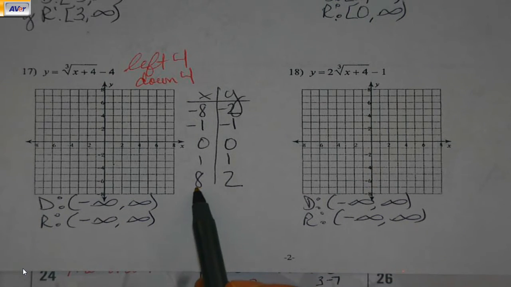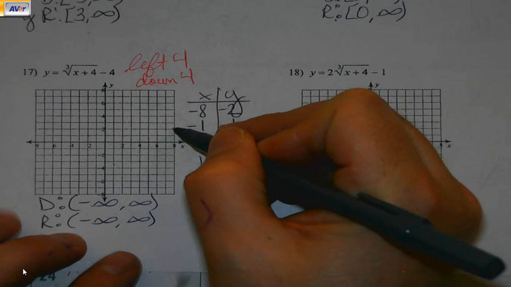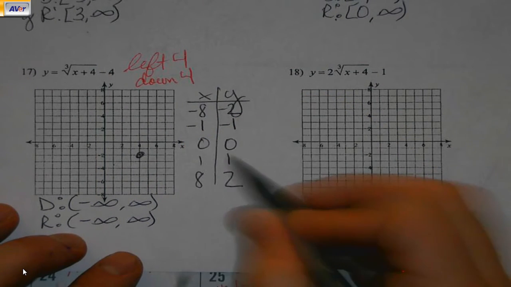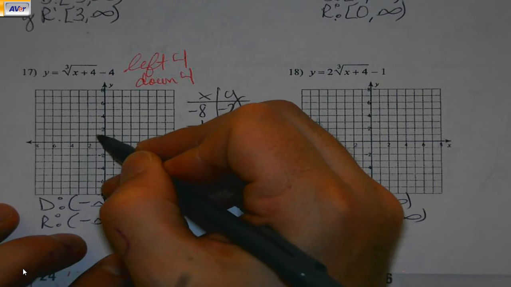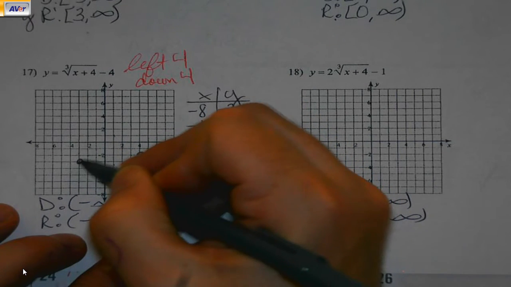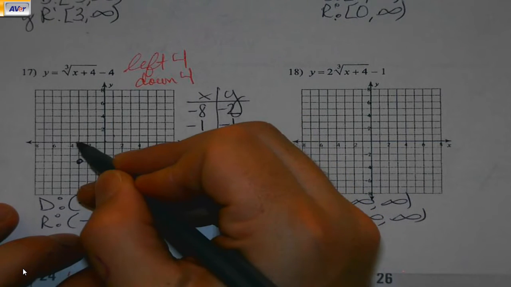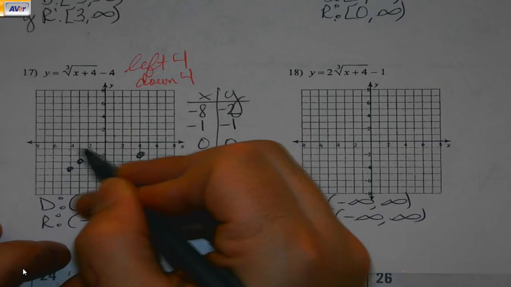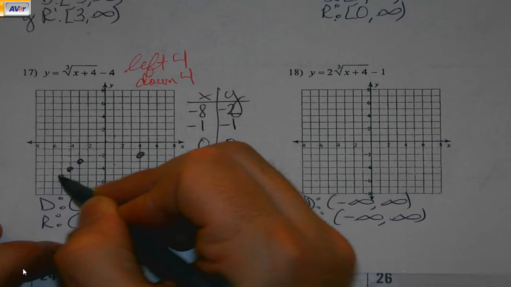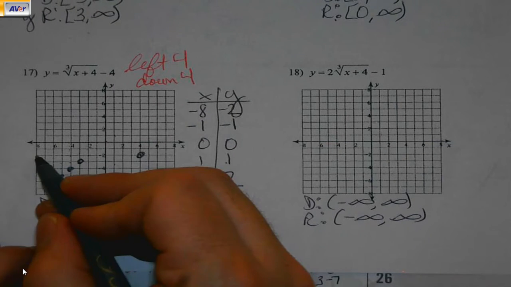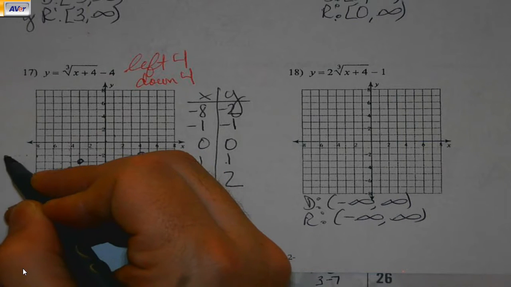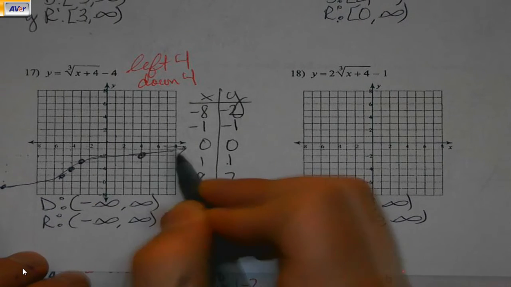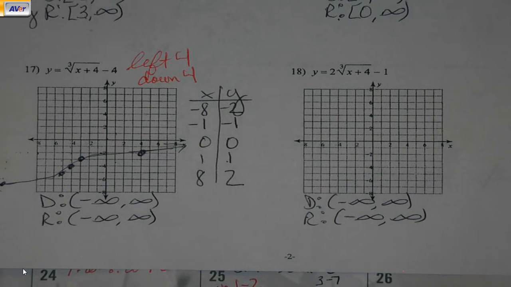So I'm going to start from the bottom and work my way up. So if I start at 8, 2, and I go 1, 2, 3, 4, then 1, 2, 3, 4. Then 0, 0, 1, 2, 3, 4, 1, 2, 3, 4, negative 1, negative 1, 1, 2, 3, 4, 1, 2, 3, 4, and then the negative 8, negative 2 is going to be a little bit of a problem. 1, 2, 3, 4, 1, 2, 3, 4. And I get my graph.